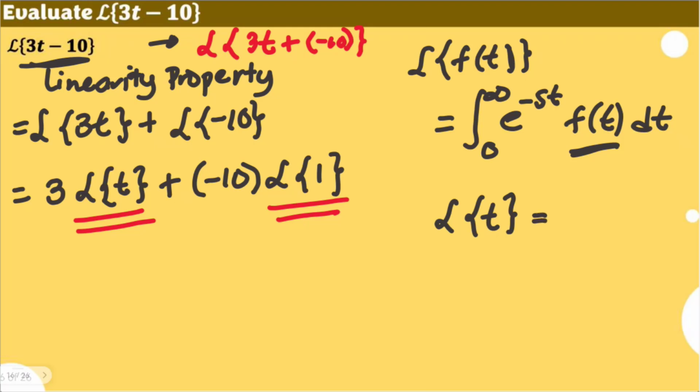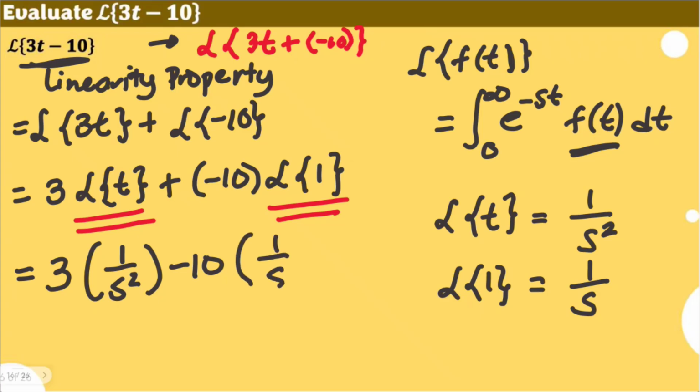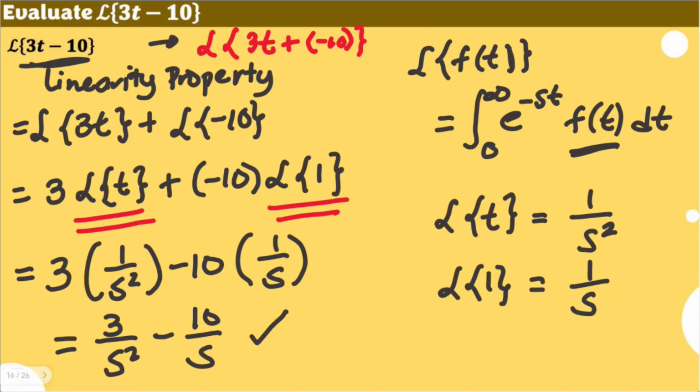It's actually equivalent to 1 over s squared. And for 1, it's actually equivalent to 1 over s. So basically, you can apply it here. That's 3 times the Laplace transform of t, which is just 1 over s squared, plus you can now use minus 10 times the Laplace transform of 1, which is 1 over s. This is equivalent to 3 over s squared minus 10 over s. This is the Laplace transform of the given function 3t minus 10.